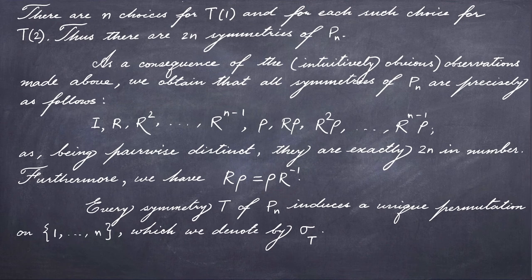Okay, now let us observe the following: every symmetry t of Pn induces a unique permutation on 1 up to n, which we denote by sigma t. So a symmetry sends vertices to vertices, right? And it's a bijective mapping. So given a symmetry, once we look at its effect on the vertices of the regular polygon Pn, we see that it induces a unique permutation on those vertices, or equivalently, since we have already labeled the vertices from 1 up to n in a consecutive manner, we obtain a permutation on this set.